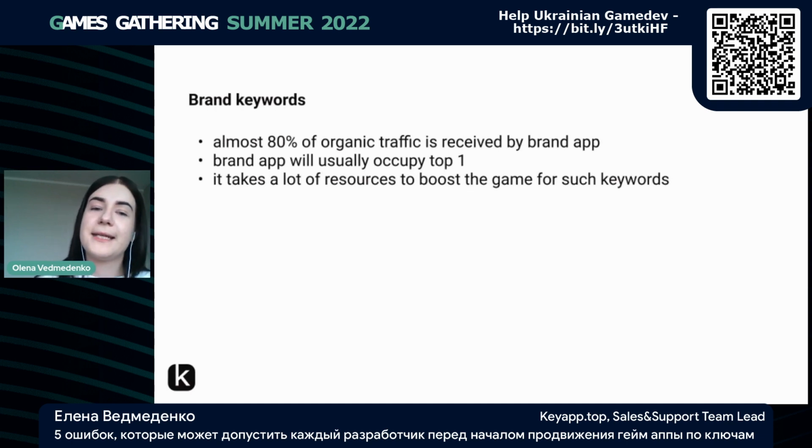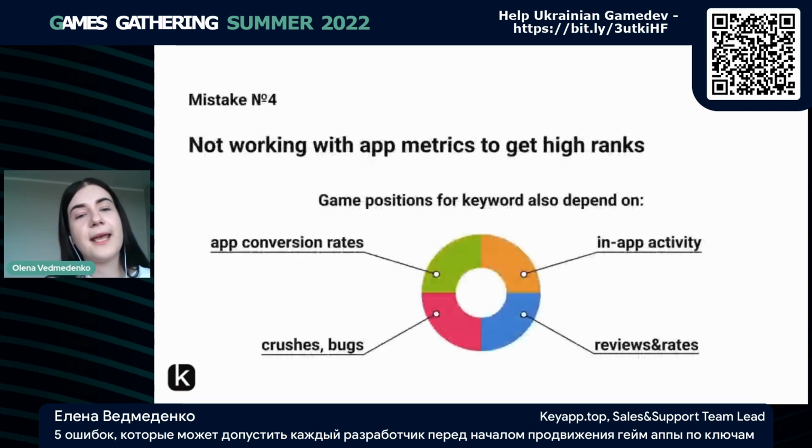So it may take a lot of resources for you to boost the app for such keywords and even to get into the index for such keywords. The fourth mistake is thinking that app metrics do not influence the app promotion at all. That's not true. All the app metrics, in-app activity, conversion rates, reviews and rates, influence the success of any kind of promotion, and particularly the success of keyword promotion.